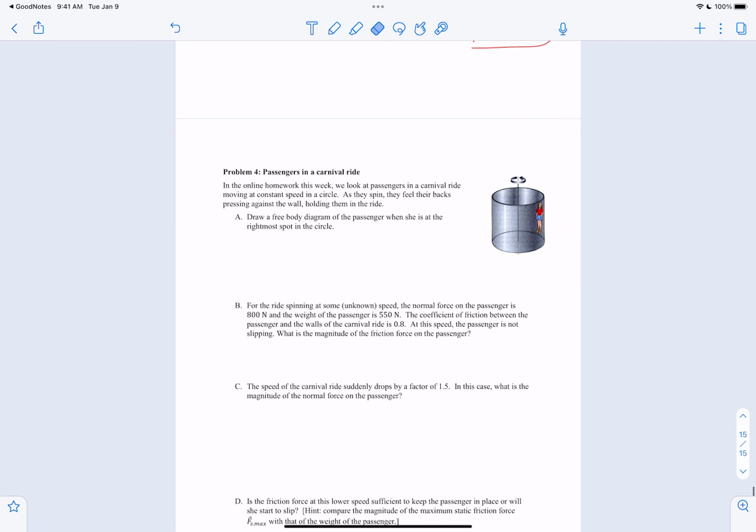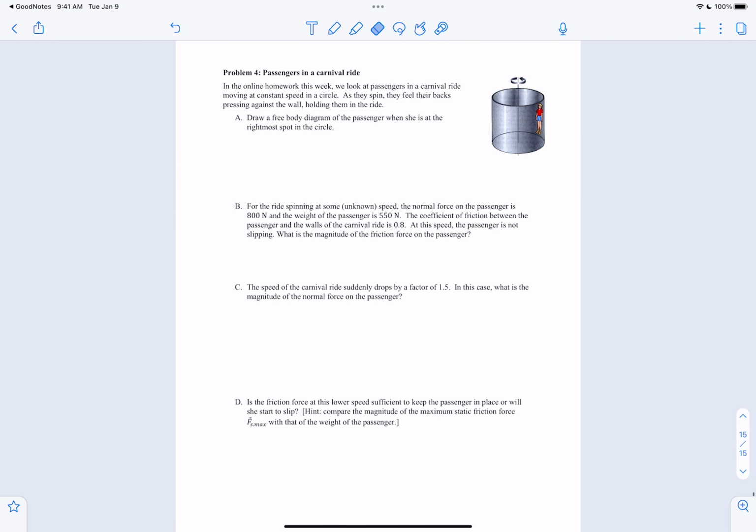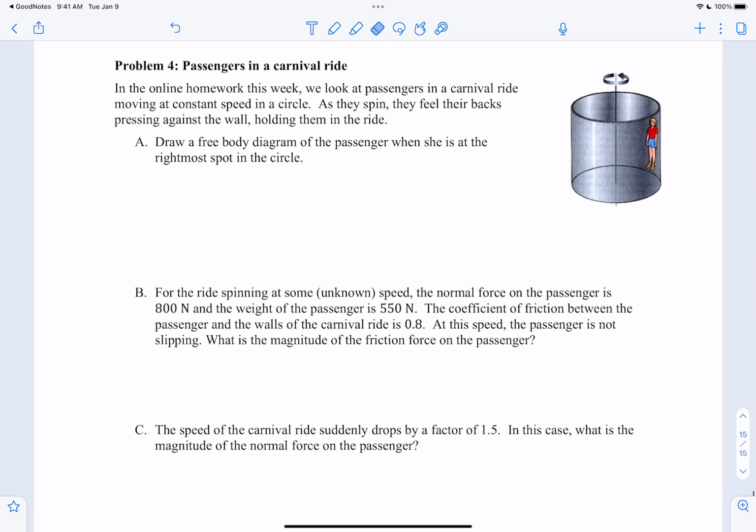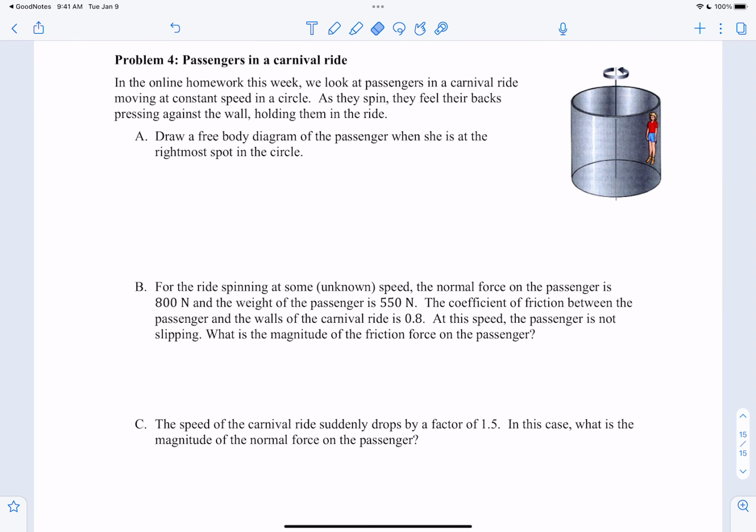If everyone else is okay as well, we can move on to problem 4. About 5 minutes left from my scheduled time, but that's fine. We can go over and then we can move on to the online homework.